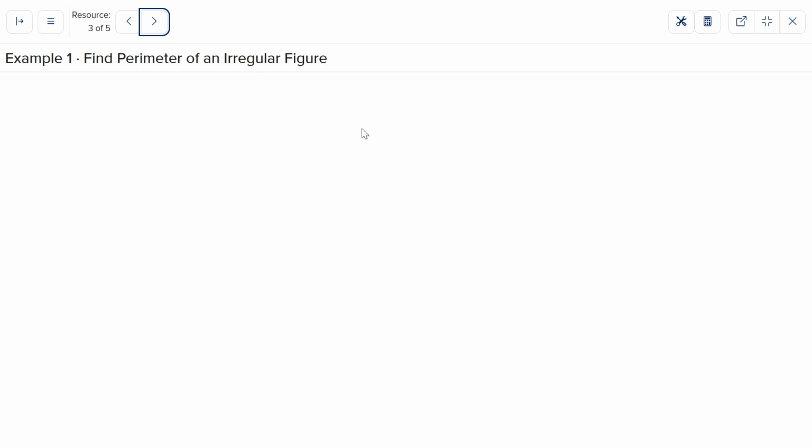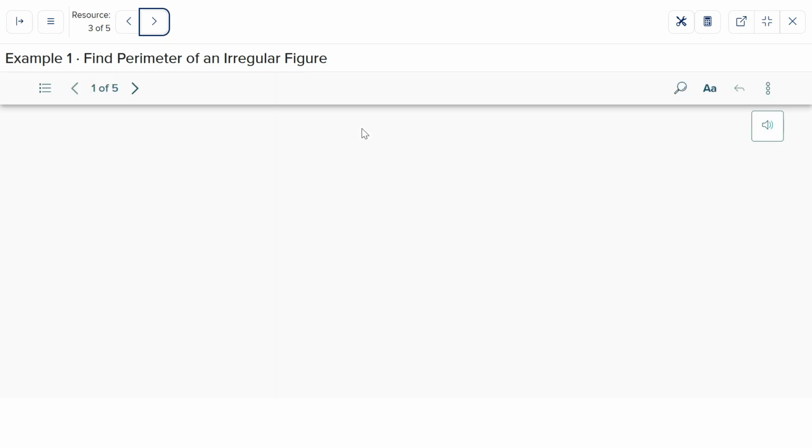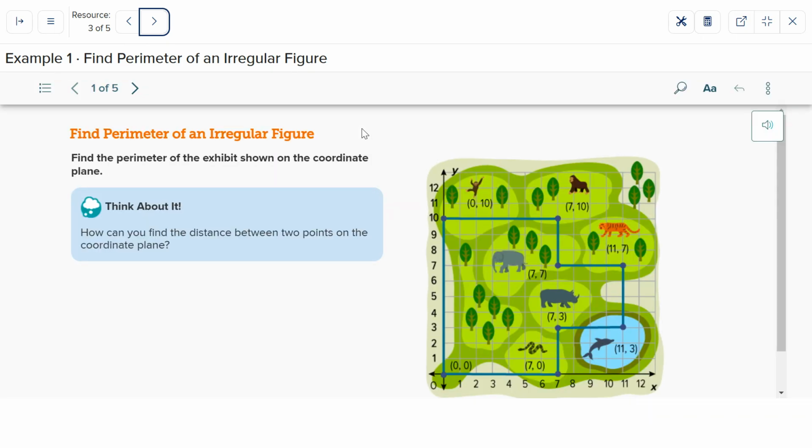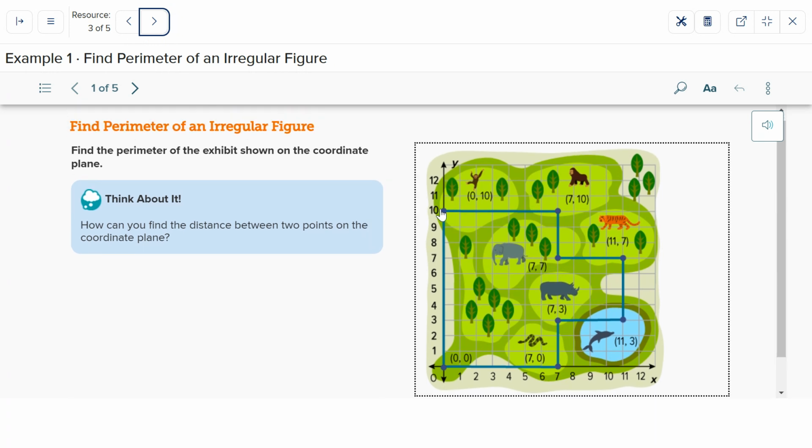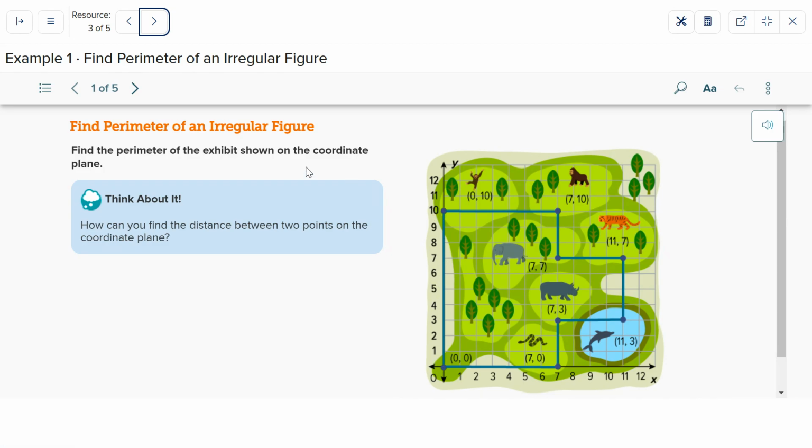All right, find the perimeter of an irregular figure. So an irregular figure here is one that's not like a standard shape. So it's kind of like this weird little, I can see a couple rectangles maybe making this up here. Looks like it's a zone of some kind of enclosure at this zoo or something like that.